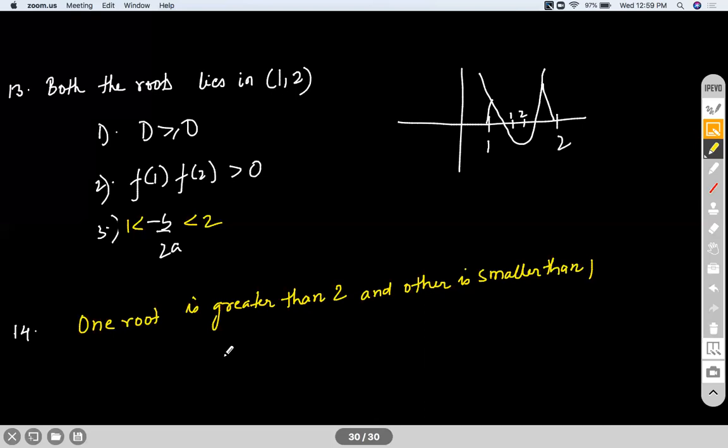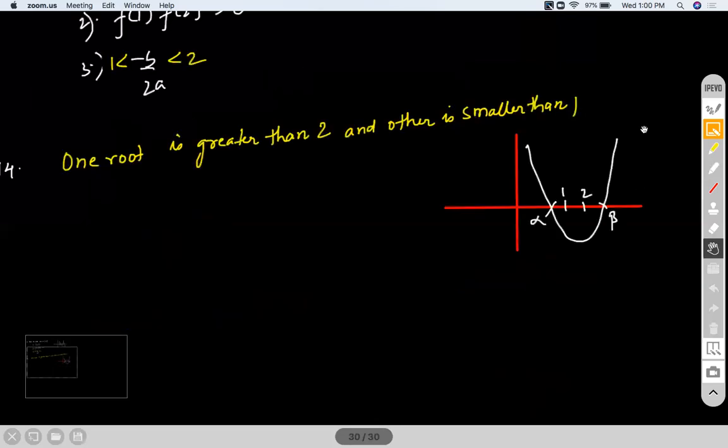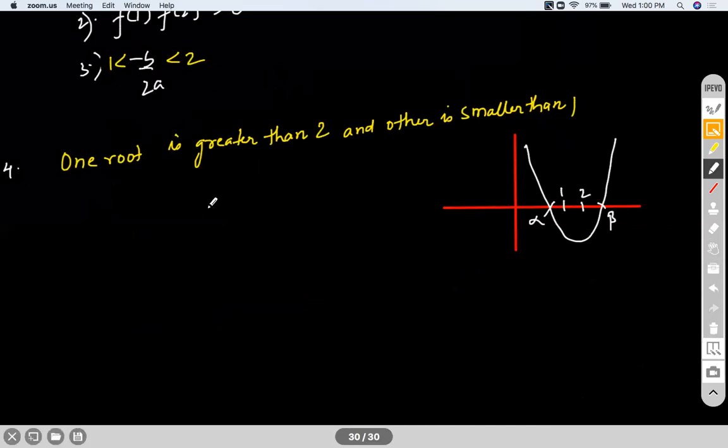So what is the unique thing of this then? See, one root is greater than two and the other is smaller than one. That means one and two lie between the roots. See, first of all, roots should be distinct, so D should be greater than 0. Secondly, f of 1 and f of 2 must be positive.